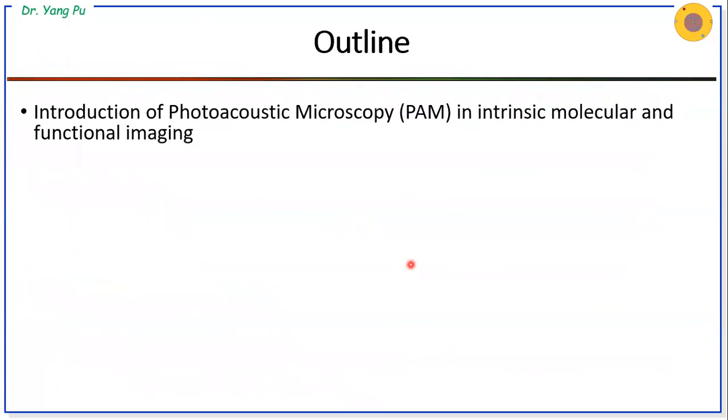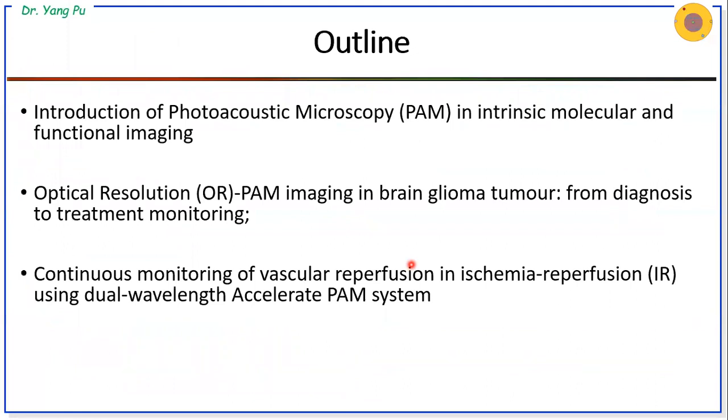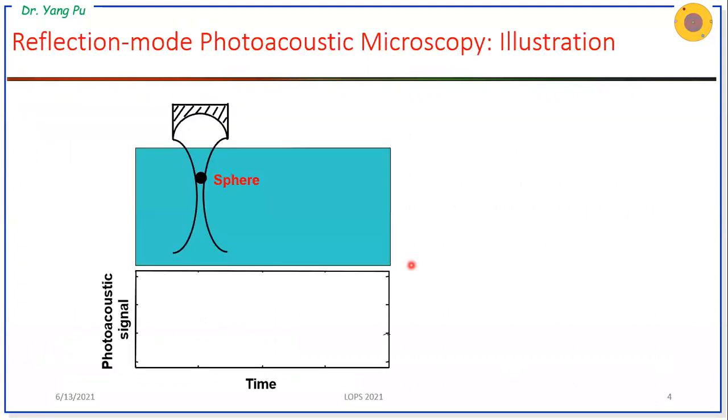The outline of my presentation will start with introduction of photoacoustic microscope PAM system and how to achieve intrinsic molecular image and functional image using laser with selected wavelengths. I will then cover two topics. First, the optical resolution photoacoustic microscope or PAM system in brain glioma study, from diagnosis to therapeutic effect monitoring. Second, use the accelerated speed PAM system in ischemia reperfusion study using photoacoustic microscope, and close with the future study of extrinsic contrast enhanced photoacoustic microscope for deep tissue image and end with summary.